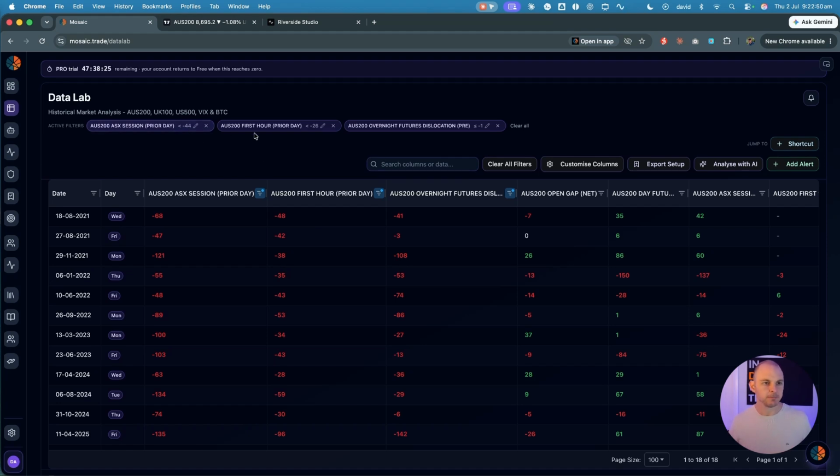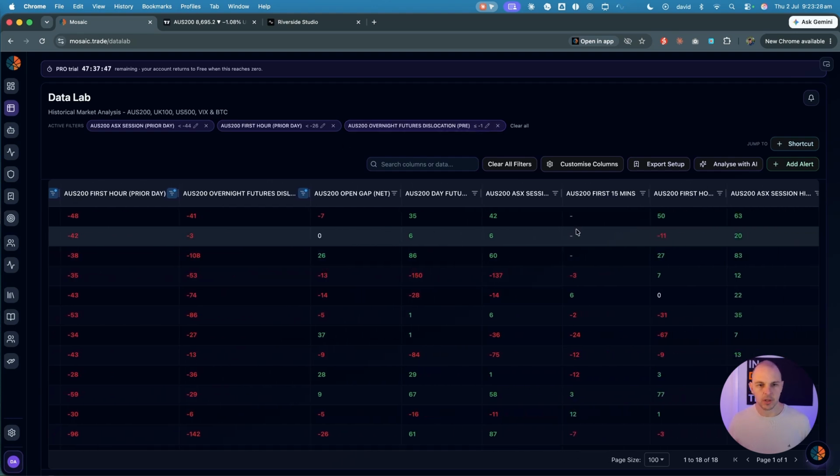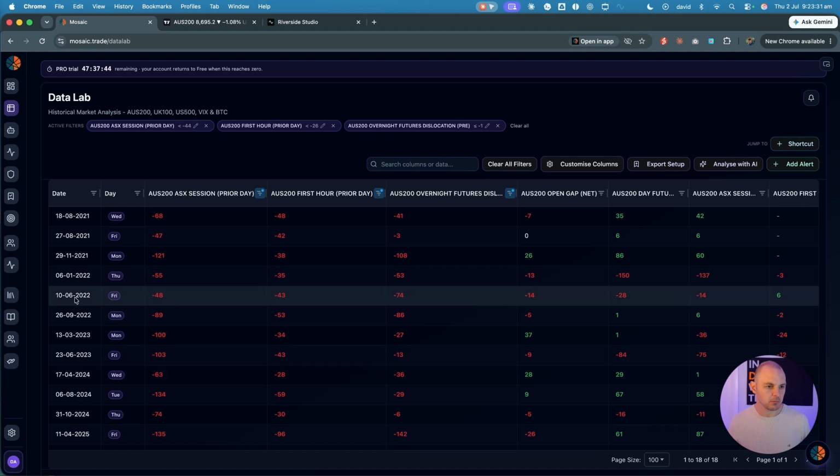What we've got here is actually two of the outliers that we'll get into in a minute. It's pulled two of the outliers, which were that the ASX session prior day fell, and that the first hour really collapsed as well yesterday. And then overnight, the futures have drifted negative. So it's running those three filters and saying that there have been 18 days in the last 5 years where we've had this kind of collapse yesterday and then drift lower overnight. And it's showing us all the moves when each of those occurrences happened.